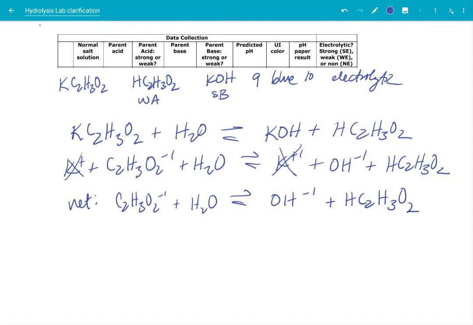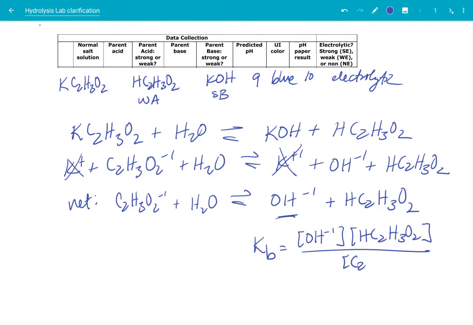So looking at this reaction, I'm looking at my products. I see that hydroxide ion. Because it's a hydroxide ion, this is going to be a Kb. So this would be OH minus 1 times HC2H3O2, all divided by that acetate ion. So this is just like what we would write for a typical Kb problem, and this could be that salt solution that we see that ends up being a Kb. Hopefully this helps you with the lab.